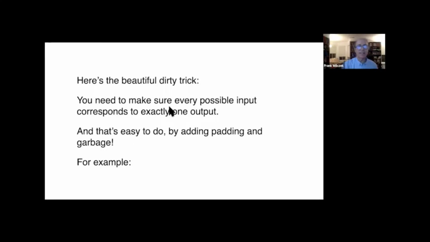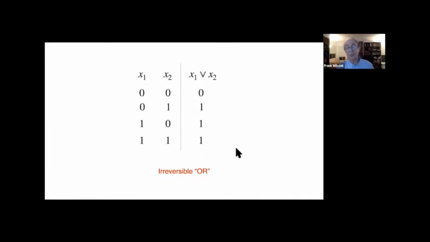That's exactly what this OR statement didn't do, because we had several different inputs mapping to the same output. But let's see how we can do OR in a reversible way. So here's OR, and it's not reversible. You have different inputs here giving the same output. Now I'll show you how to make it reversible. And once I show you this, you'll see how to make anything reversible.